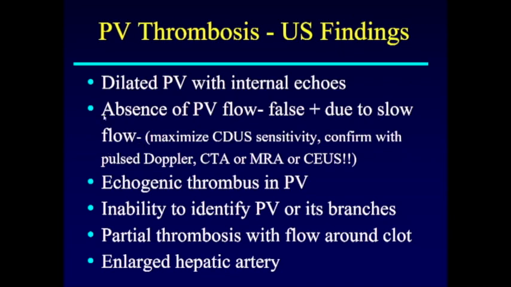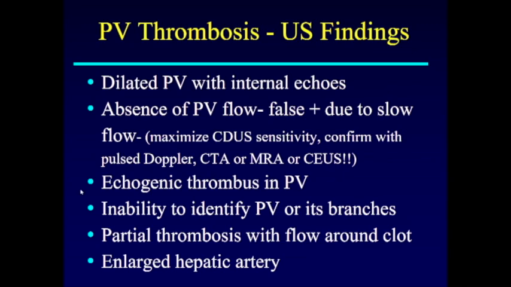What do we see on ultrasound? Well, portal vein thrombosis looks like thrombosis anywhere in the vein. You see a dilated portal vein with internal echoes. You see absence of flow in the portal vein. You have to be very careful to optimize your color Doppler sensitivity because you could get false portal vein thrombosis due to very, very slow flow. And if you really cannot tell, you have optimized and done everything you can, you might have to go to another imaging modality. And in my next version, I'll put contrast-enhanced ultrasound way up here over CTA and MRA.